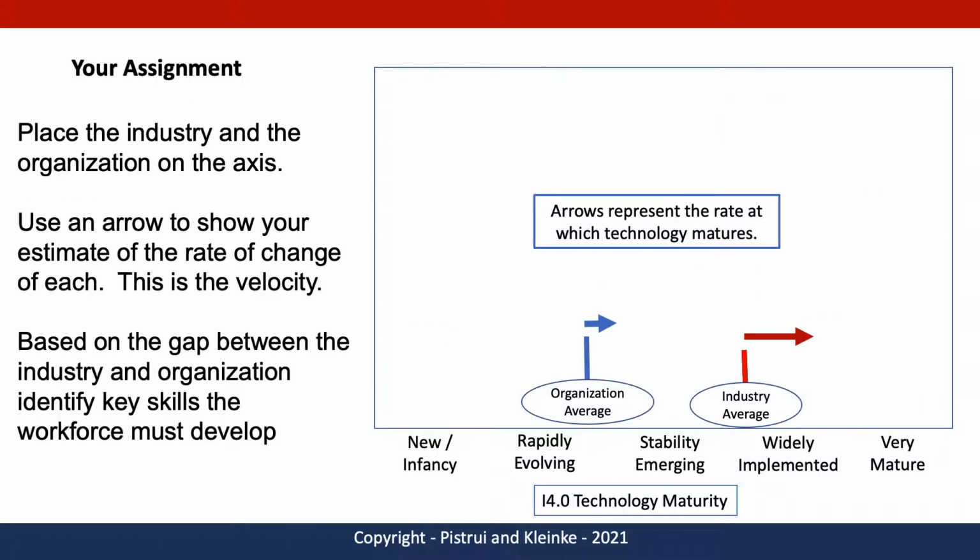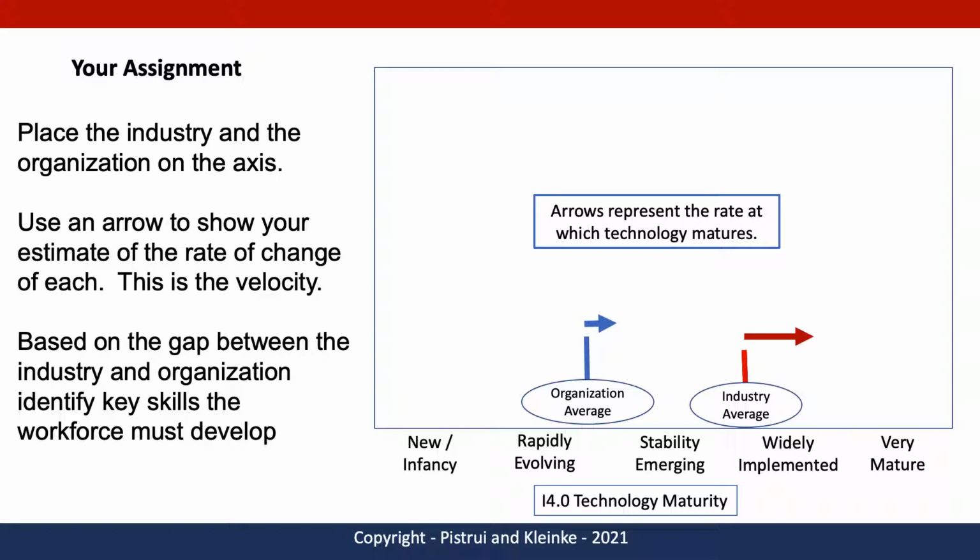Your assignment then is to place the industry, whatever technology you're looking at, on the axis. In this case, we might show the industry average somewhere between stability emerging and widely implemented. And then put your organization on that same chart. Are you on the cutting edge? Are you about even with the industry average? Are you behind? Show your organization or company or individual and where you stand relative to the industry average.